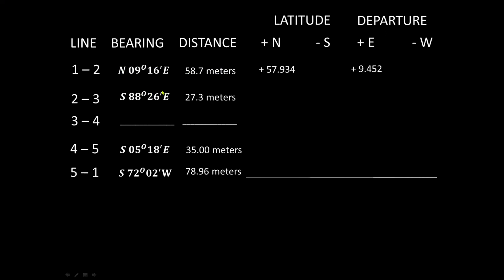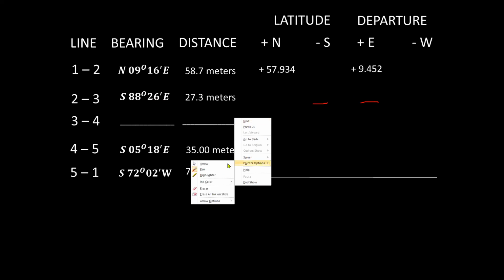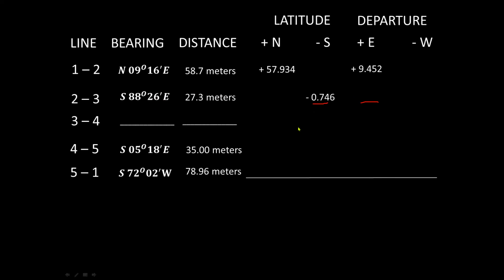In this given case, it is southeast. So that means if I write an answer, it goes under negative south and also here. That is where the answers will be. So if I compute for the value of the latitude, the result we obtain is 27.3 times cosine of this angle. Our answer will be negative 0.746, and taking the function of sine for our departure, we have positive 27.290.